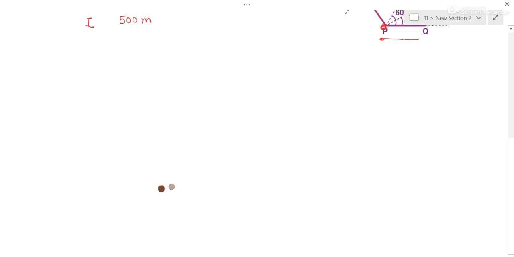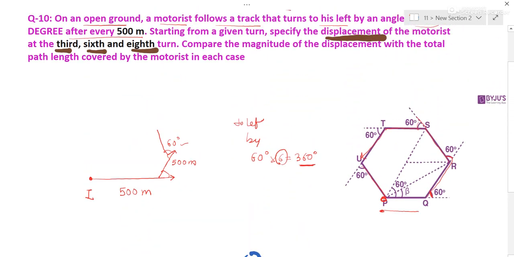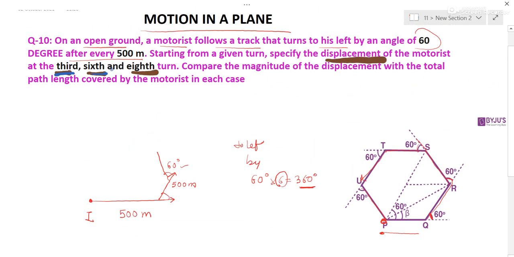He starts from here. He walks for 500 meter. Then he takes a 60 degree turn. Together it will be a hexagon that we know, 6 sides. A regular hexagon you all can make. So it is like this. His track is like this. So this is the initial position. This is the first turn. Then second turn. Third turn. We have to tell distance and displacement for, you can see here, third, sixth and eighth turn.